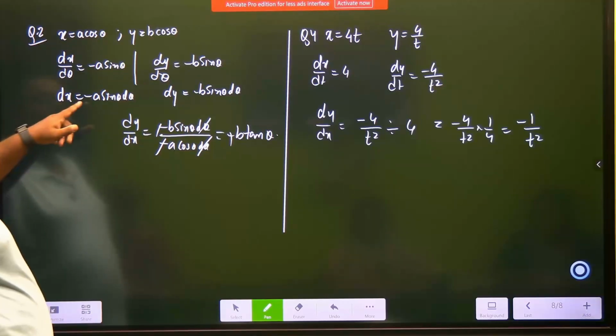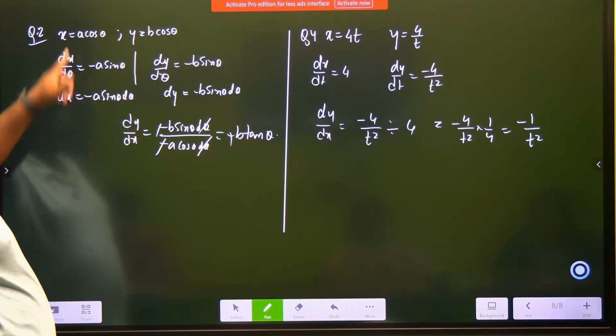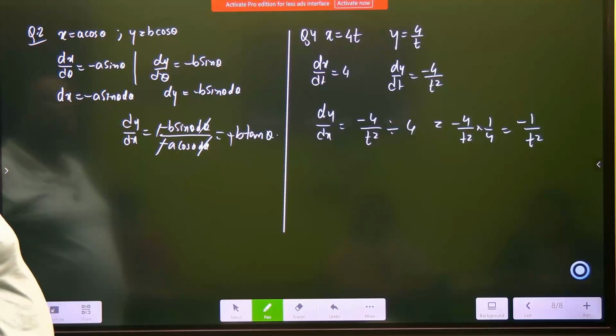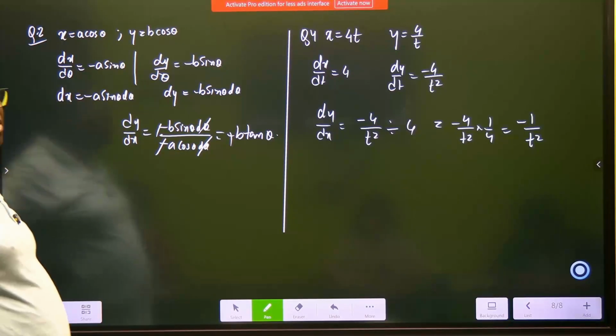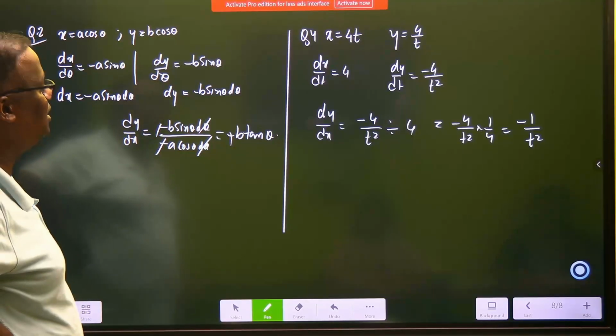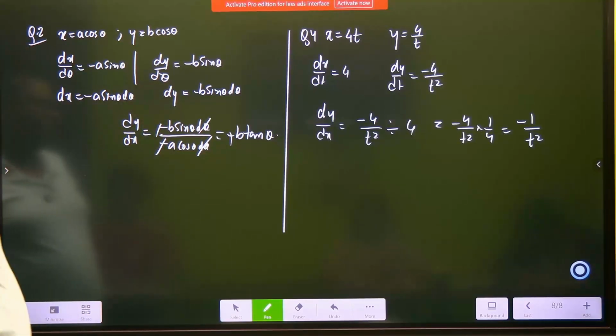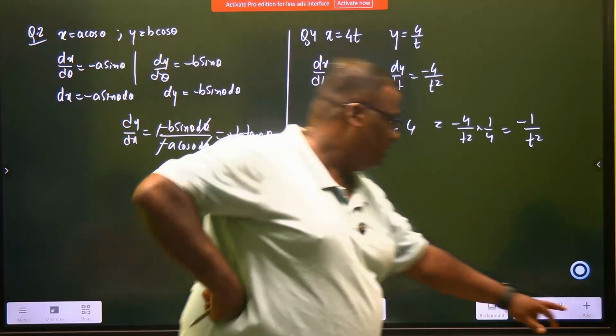Clear? In the previous one, both are cos, so both derivatives are negative, negative negative. That's why I cross-checked with you. You remember I was asking, is it sin or cos?